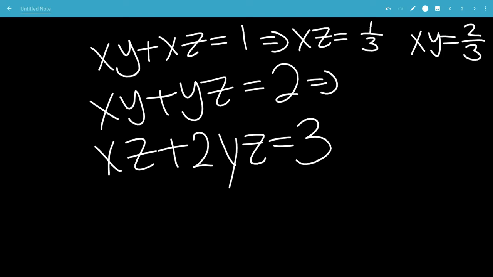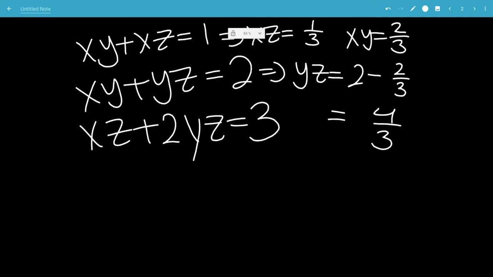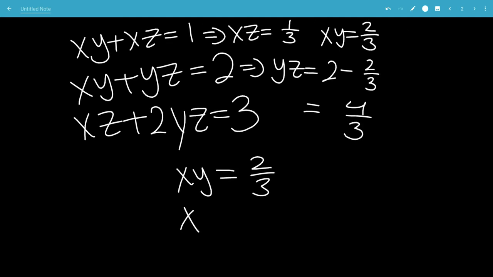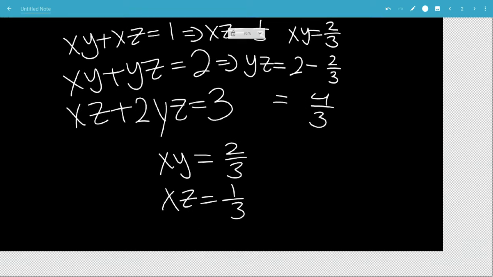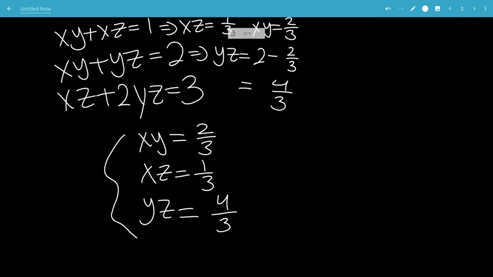It also tells us that yz is 2 minus xy, which is 2 minus 2/3, which is 6/3 minus 2/3. You subtract the numerators, sorry, not the denominators, so you get 4/3. Okay, so we have xy equals 2/3, xz equals 1/3, and yz equals 4/3. So this is another system of equations, technically, but not as bad.